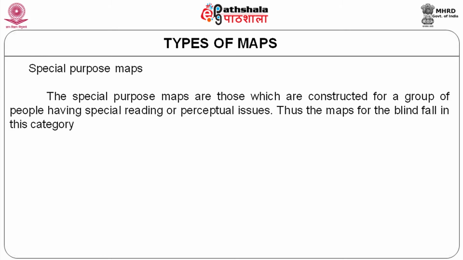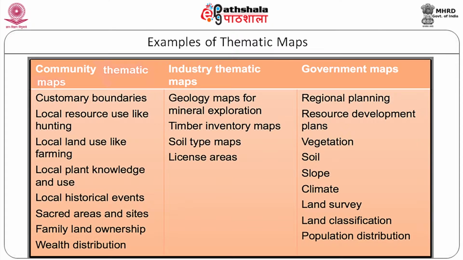When you talk about special purpose maps, these are maps prepared specifically for a special purpose. Of course this will be a little hurting for you to tell, but maps which are prepared for, say, the blind fall in this particular category, for a special group of people.